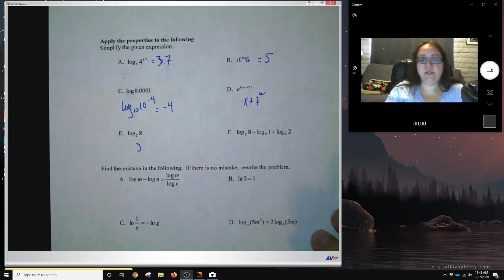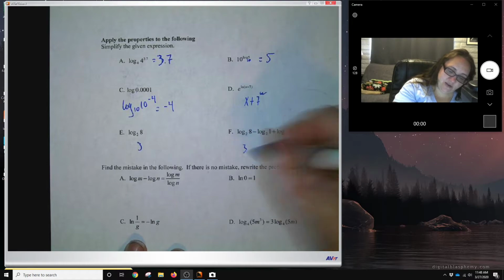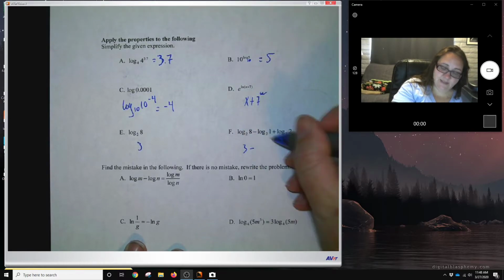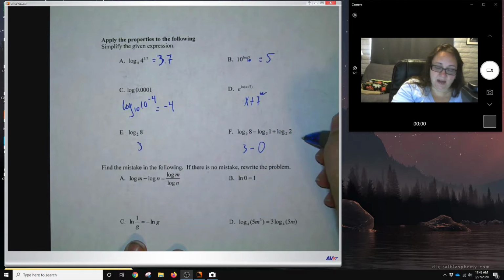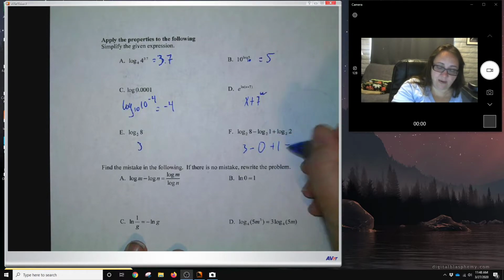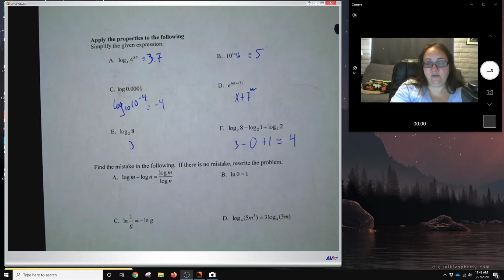Okay, so then if log base 2 of 8 is 3, it doesn't matter what the base is. If there's a 1 here, the whole thing is 0. And log base 2 of 2, well, 2 to what power is 2? That's 2 to the 1st power. So altogether, this would be 4.